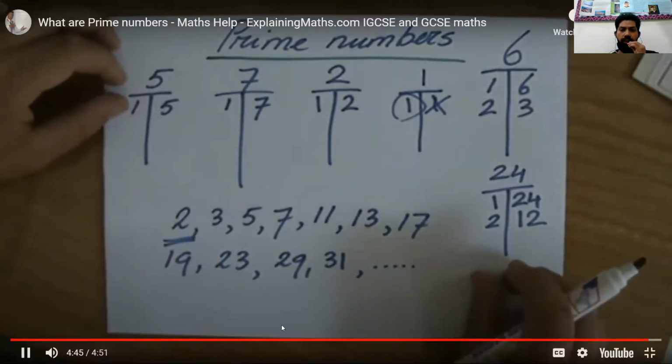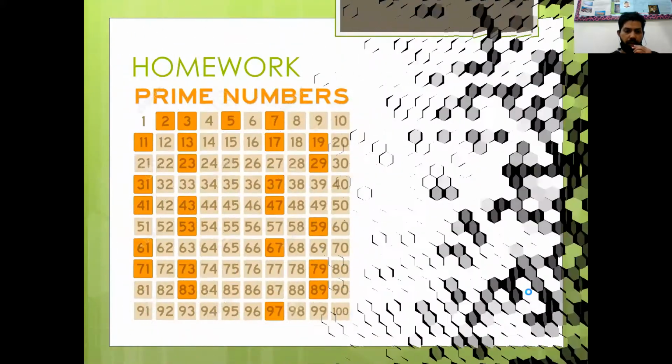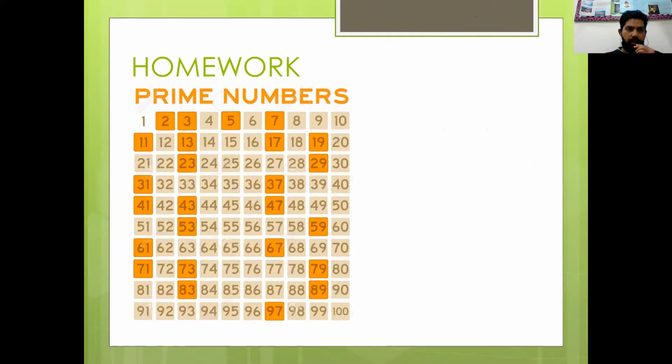So I'm going to share some examples now. Yes, guys, this is the homework for you boys, prime numbers. From 1 to 100, you can take a printout of this page and try from 1 to 100, which is a prime number and which is not. I have one shortcut for this, how to find them from 1 to 100. I will show you in the next session how to practice.